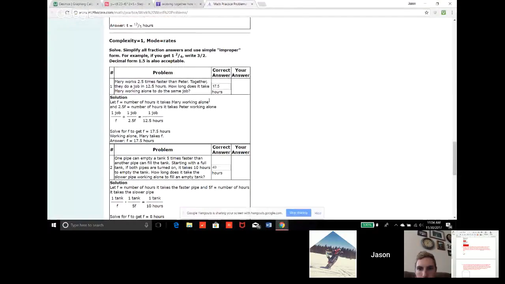Well, here's this. So let F equal the number of hours it takes for Mary working alone, and 2.5F equals the number of hours it takes Peter working alone. So 1 job over F plus 1 job over 2.5F equals 1 job over 12.5 hours. Solve for F to get F equals 17. Working alone, Mary takes F, 15. So here's this. It's literally the only thing, but it actually doesn't really tell us how to do much. But this is the only thing that I can see that is somewhat the same.